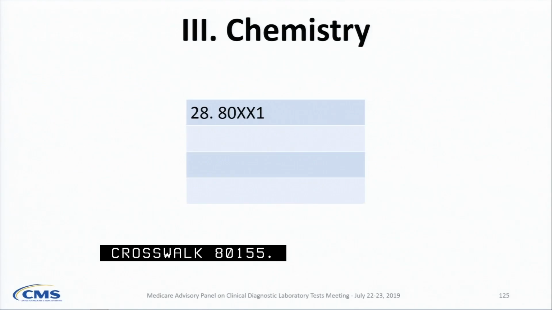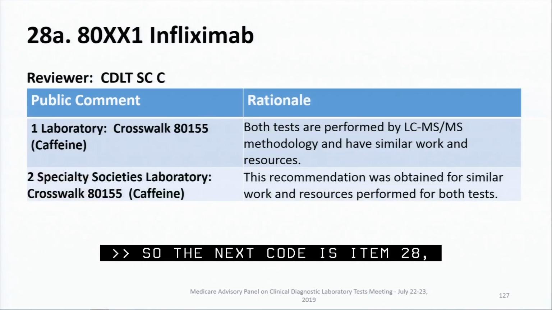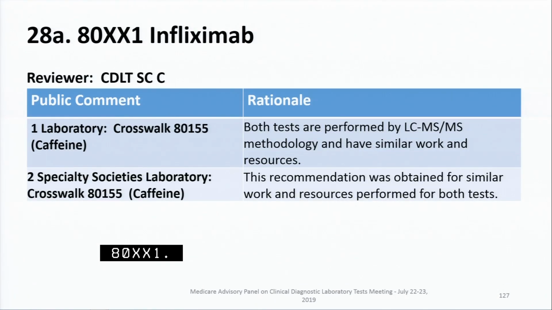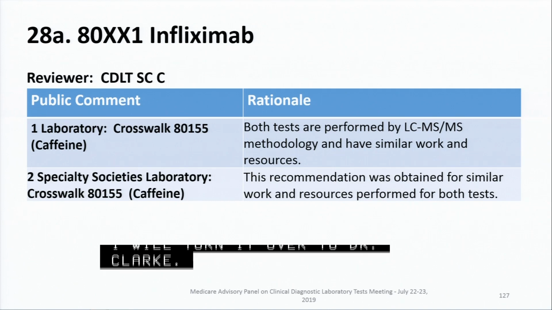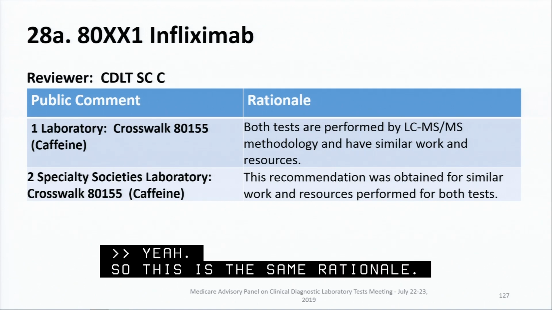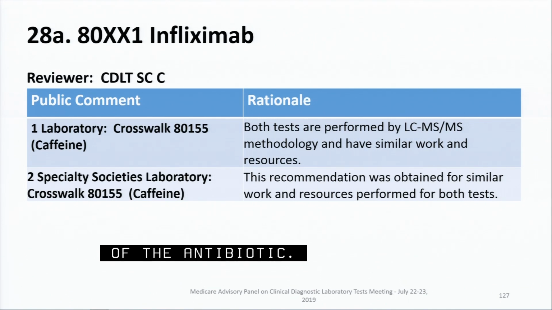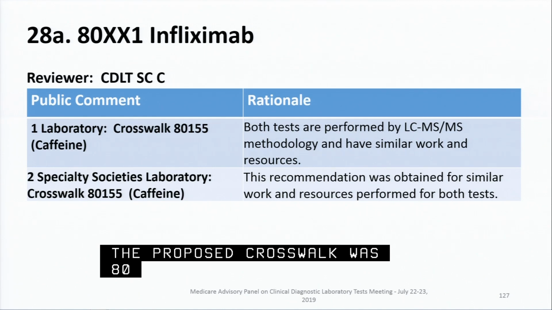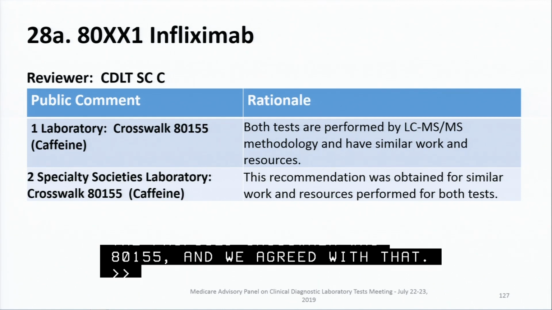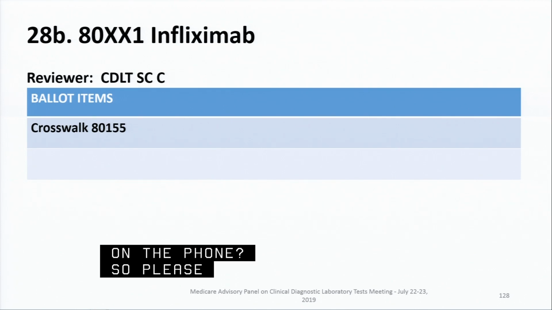Okay. So the next code is item 28, 80XX1. It is infliximab. I'm going to turn it over to Dr. Clark. Yeah. So this is the same rationale. It's a therapeutic monitoring of this antibody. The proposed crosswalk was 80155, and we agreed with that. Any questions from those here in the room, on the phone? So please cast your vote for either gap fill or crosswalk 80155.